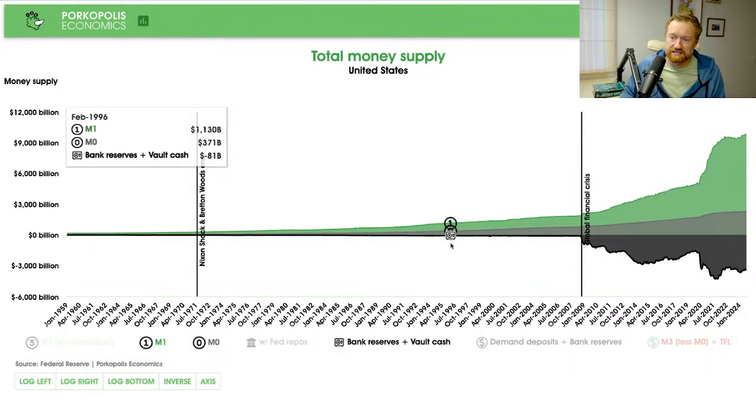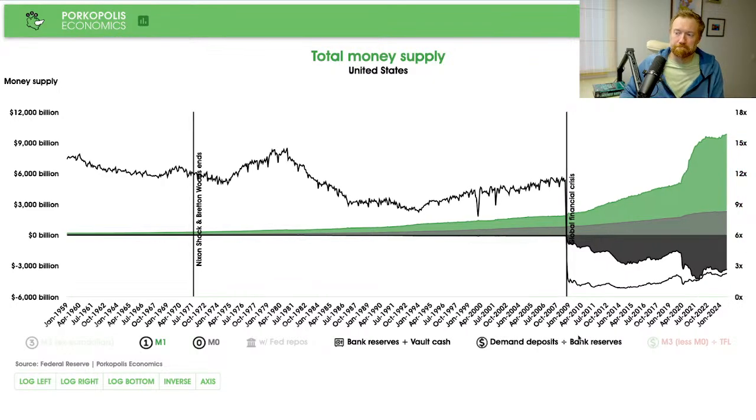So how would we do someone like an M1 multiplier, but it's the sacred multiplier. If you're an Austrian, it's demand deposits divided by bank reserves. Okay, so it's M1 minus M0 divided by bank reserves. Let's put this multiple up. It's going to be on the right-hand side now.